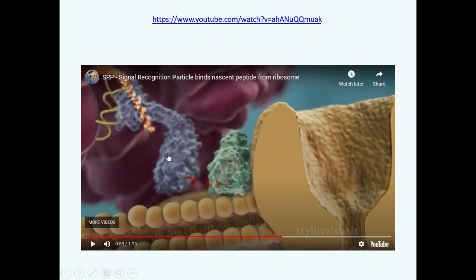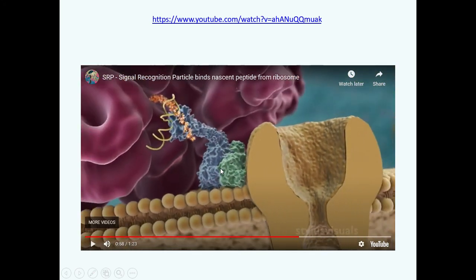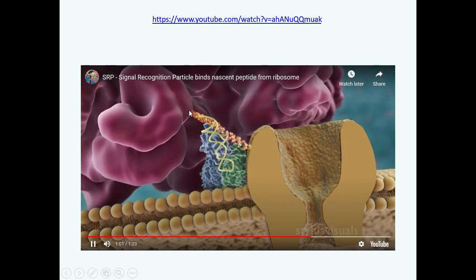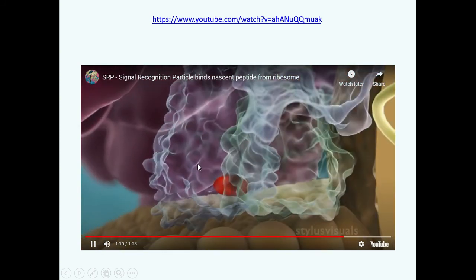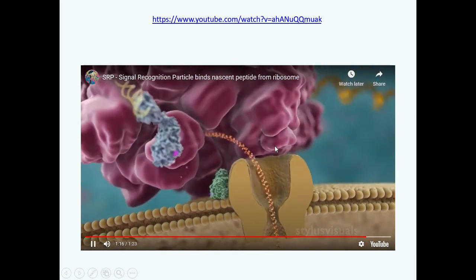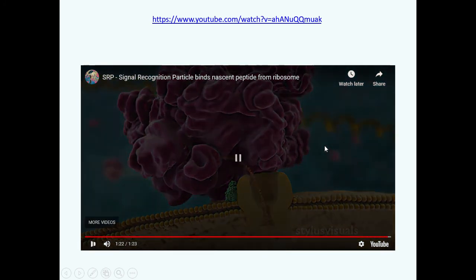So the signal recognition particle brings the entire complex to the membrane of the endoplasmic reticulum by binding to its receptor. Then, in an energy-dependent process, the protein is attached to the translocon. Later, the signal recognition particle dissociates, and the ribosome, along with the messenger RNA and the protein, is brought to the membrane. And through this translocation pore, the protein is going to be inserted through the membrane of the endoplasmic reticulum inside its lumen.